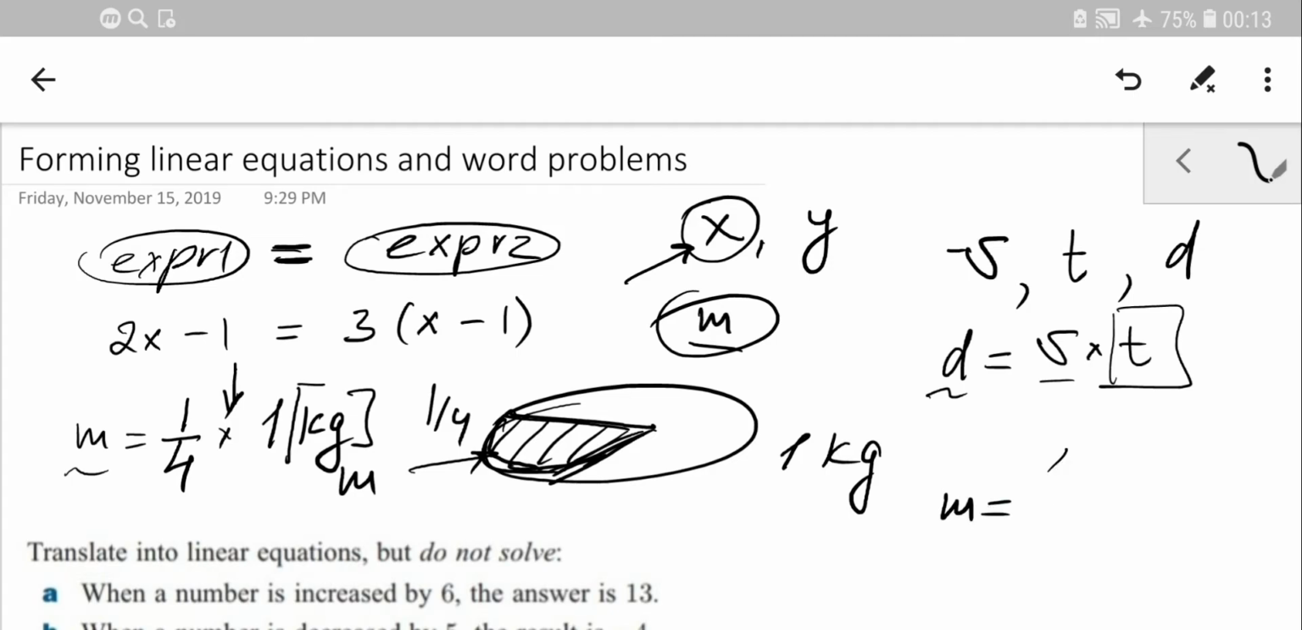We can take 1 kg and divide it into 4 parts and take 1 part. That's basically what the fraction 1/4 means. So you can consider it as division. In both approaches, you'll have the correct answer. 1/4 of a kg is basically 250 grams.